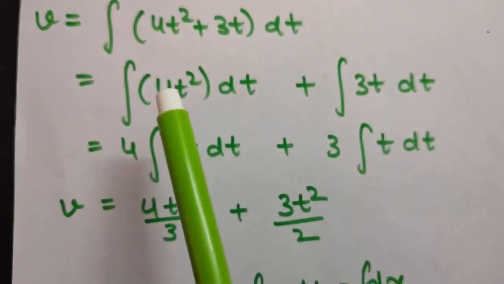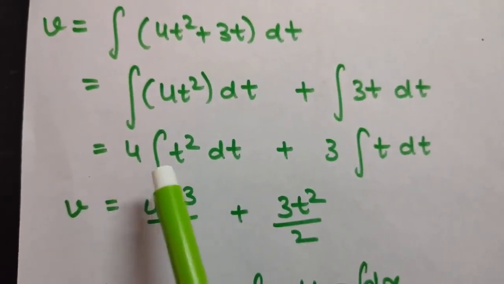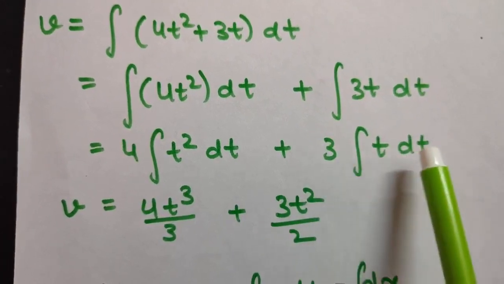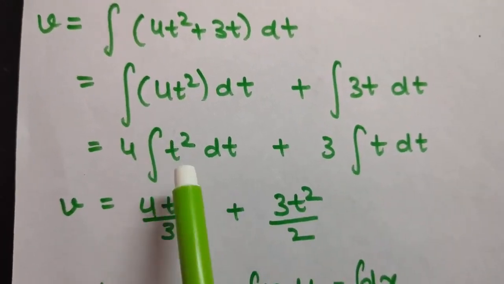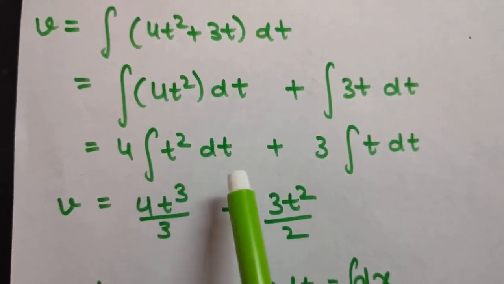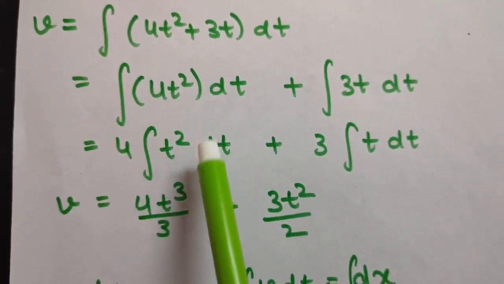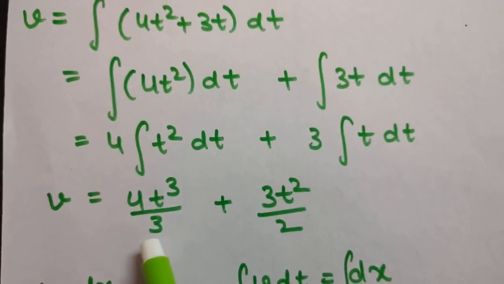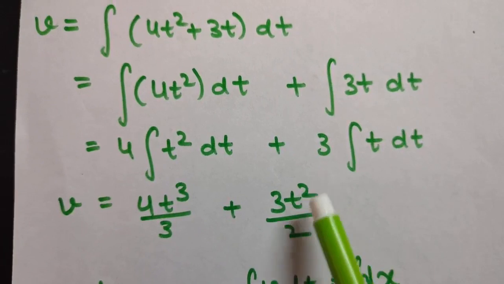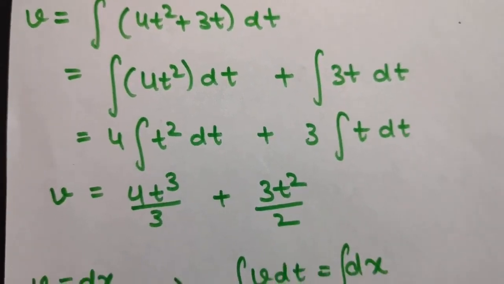4 is a constant, it will come outside, that means 4 times integration of t square dt, plus 3 will come outside, integration of t dt. Now how to solve integration of a power? Just add 1 to the power and divide by the new power. That means 2 plus 1, that is 3, divided by 3. Similarly here, t to the power 1, 1 plus 1 will be 2, divided by 2. So this is our velocity.